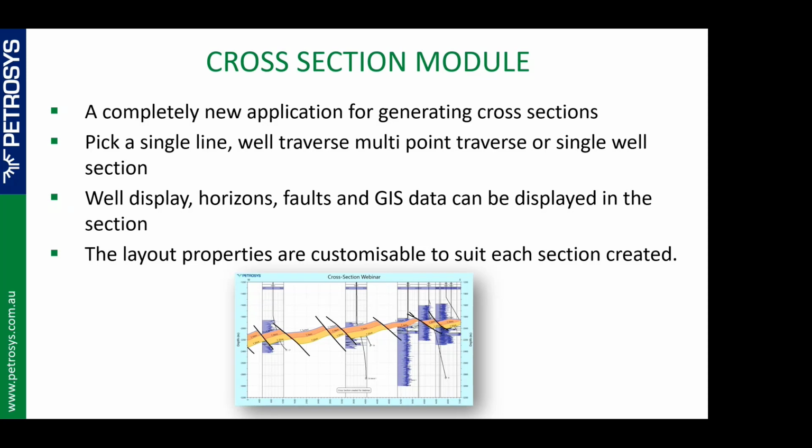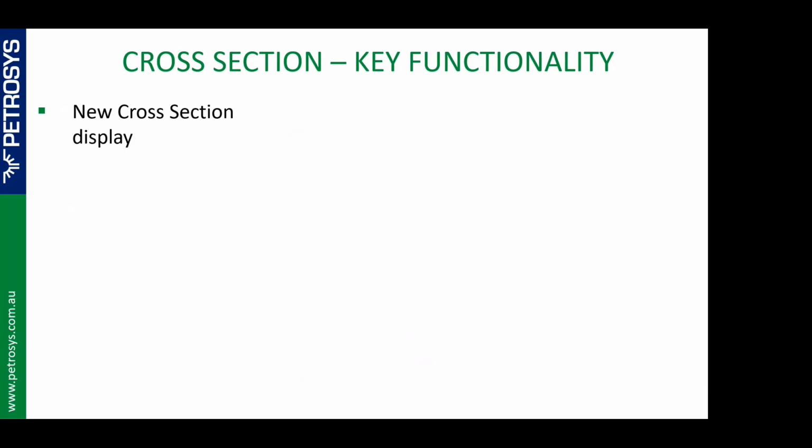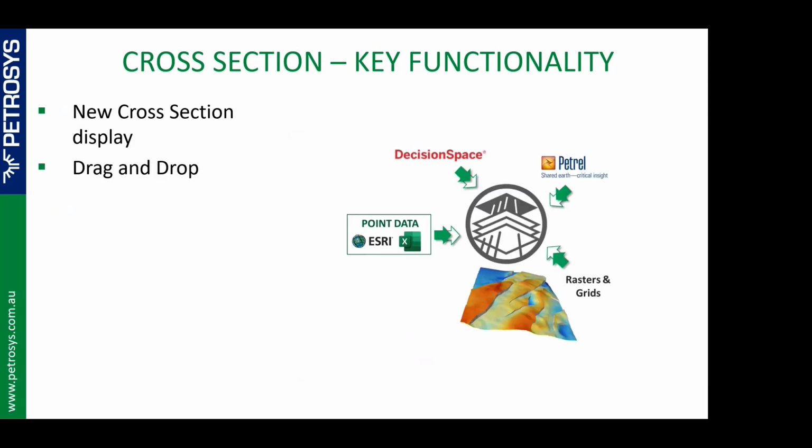Let's go quickly through some of those main functionalities. As I said, we have a new cross-section display. It looks similar to this screenshot that I have on the presentation. You can use drag and drop. If you're familiar with drag and drop from multiple sources into mapping and surface modeling, that same capability has been added to this cross-section model.